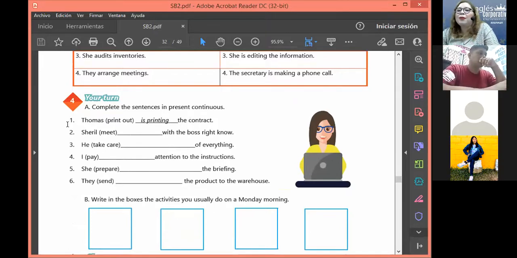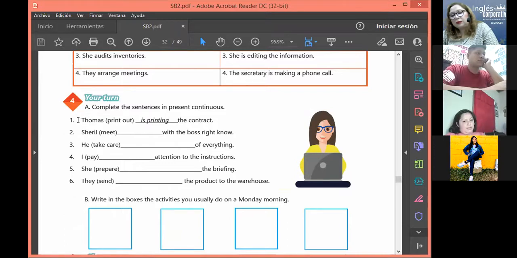So let's try. Number one is the example. You can read over there. Can you read it loud, please? Number one. De la actividad número 4, esa. Yes, in page 32. Thomas is printing the contract. Thank you very much. Okay, that was the example.